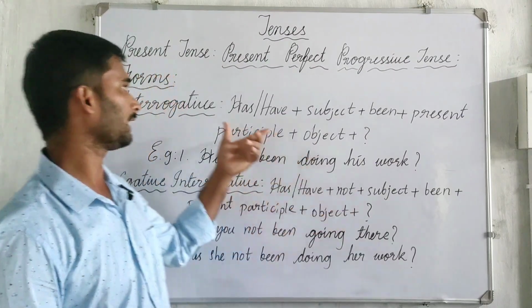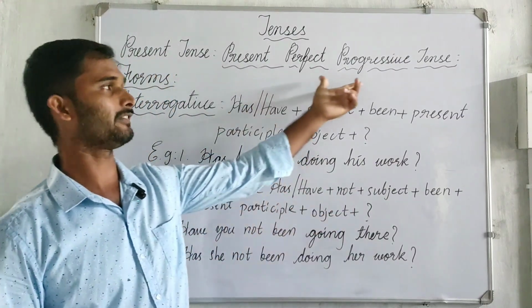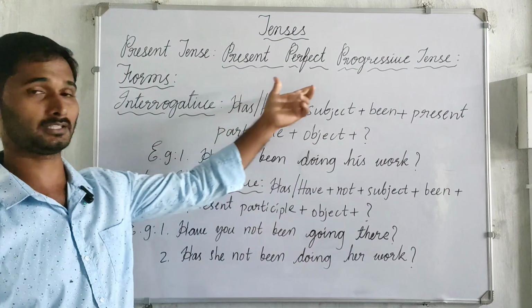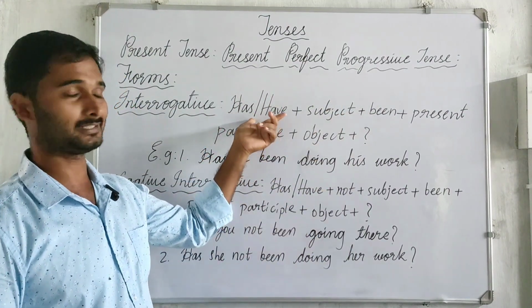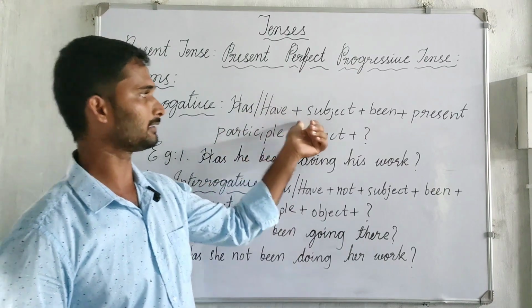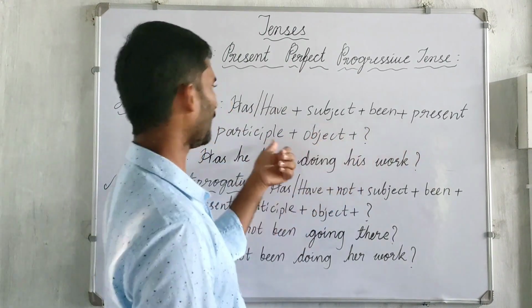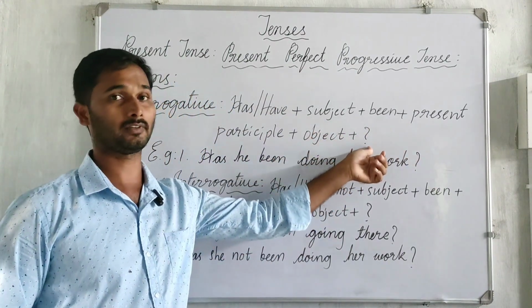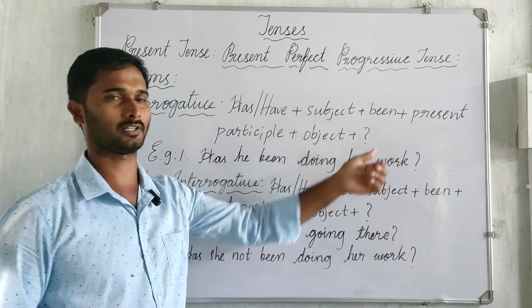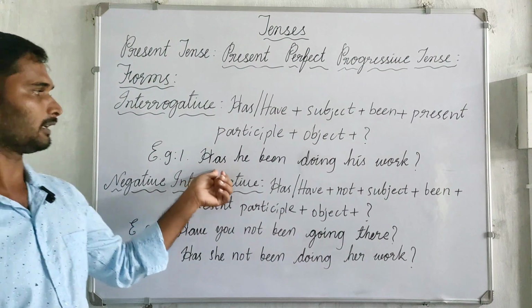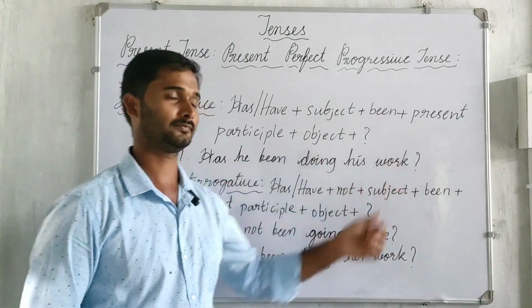Let's go with the interrogative form of present perfect progressive tense. We also call it present perfect continuous tense. Here is the interrogative form and the syntax: has or have plus subject plus been plus present participle plus object, plus at the end of it an interrogative mark. We also call it a question mark. One example: has he been doing his work?